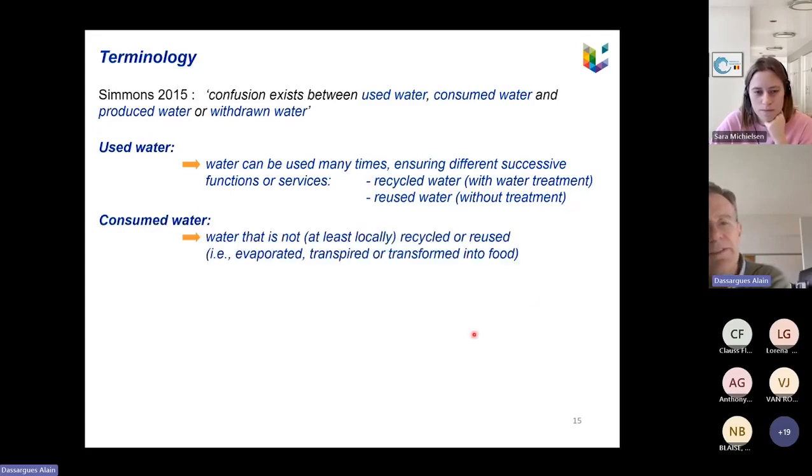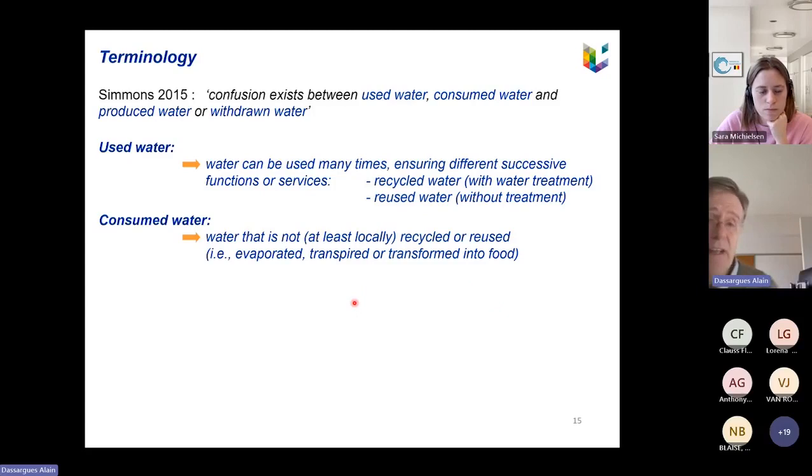And used water is not the same as consumed water. What is consumed water? Water that is not recycled or reused locally. It means that it is the water that is leaving your water cycle locally.